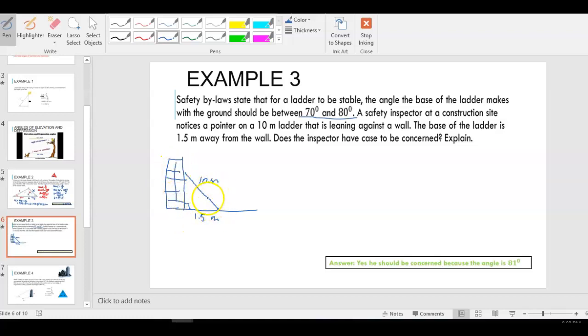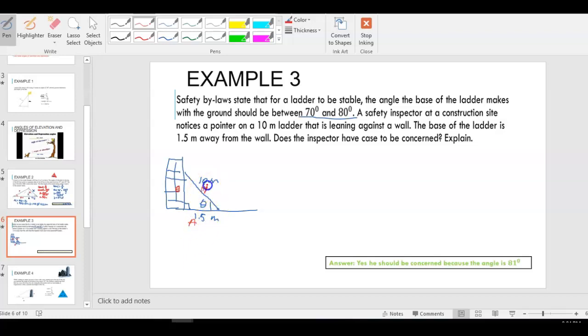Okay. Now let's solve this. We need to know what is the angle here. Let's label that angle theta. What is the measure of angle theta? The very first step is labeling this triangle based on the angle theta. We have opposite, hypotenuse, and adjacent.